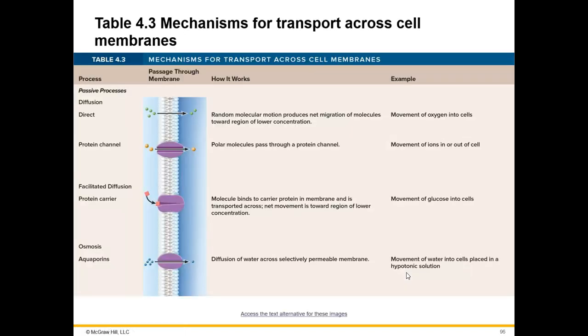Here you can see the processes we've gone over for coming into and getting out of the cell. Here are our passive processes. And when we say passive, that means no energy has to be supplied to make them happen. The examples we gave were diffusion, also just open protein channels that allow movement through the channels into the cell or out of the cell. Facilitated diffusion, where we have a protein carrier that's going to allow diffusion through a cell membrane, and also osmosis. So all of these are passive processes that do not require energy expenditure.